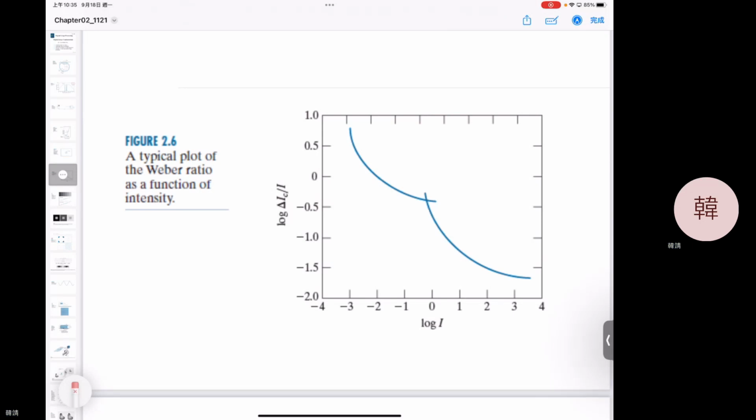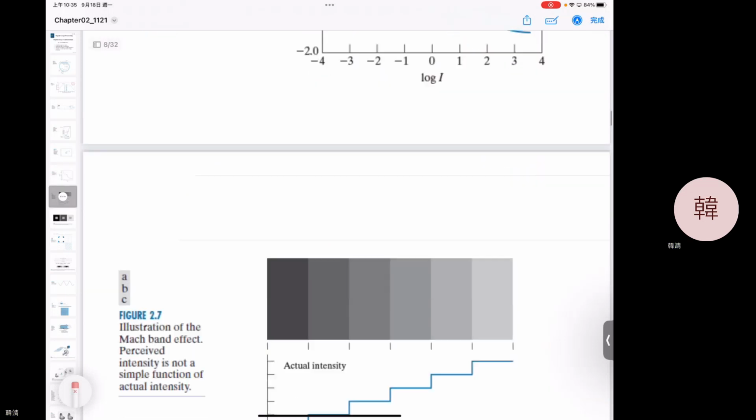Here you don't need much, and this one is much higher. You can see the slope. Here, maybe only a little bit of change and you can say they are different, right? But at a different intensity level, when you adapt to different brightness, they need to add a different level of intensity to make your eyes feel the difference. We call it the Weber ratio.